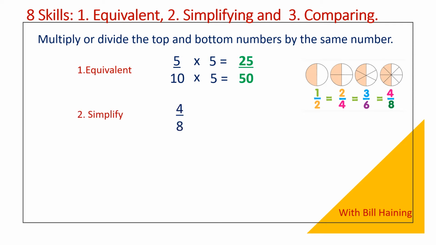Now let's look at simplifying. The exact same principles apply to simplifying. All right, we simplify fractions to make them easier to manage. So you bring it down to its lowest equivalent fraction. And we do that by finding a common number between the top and bottom. In this case, it's 4. So we divide both numbers by 4, and that gives you the fraction a half.